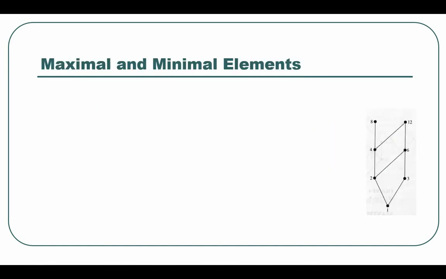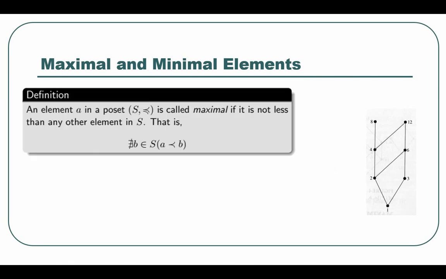Let's see some properties of Hasse diagrams. Two of the very basic properties of a Hasse diagram are maximal and minimal elements. Let's understand what these are. An element A in the poset is called a maximal element if it is not less than any other element in S. In other words, an element A is called a maximal element if there is no element that is succeeding this element.